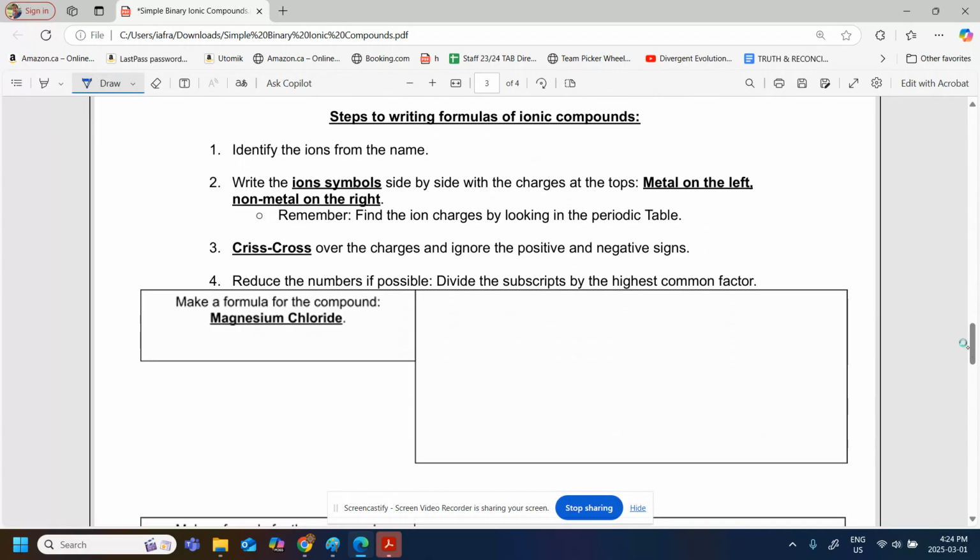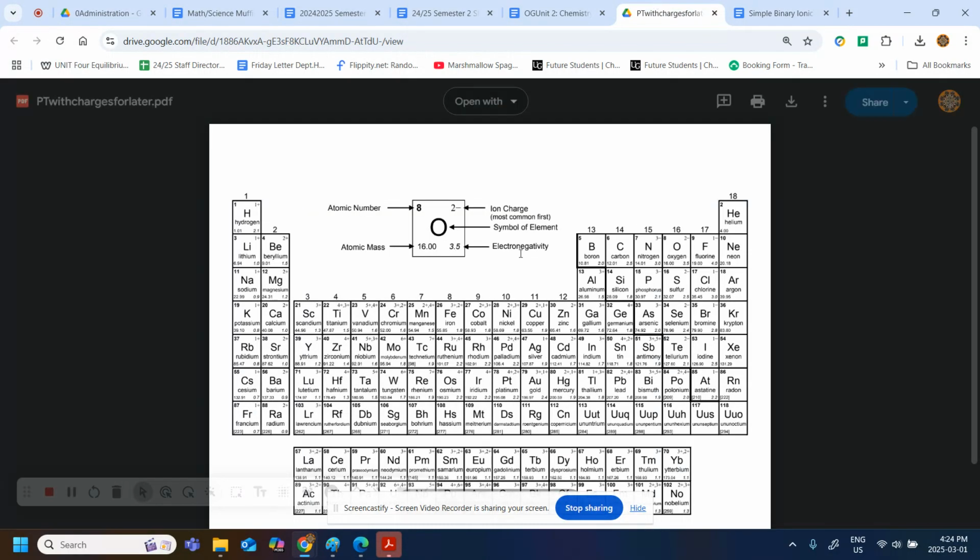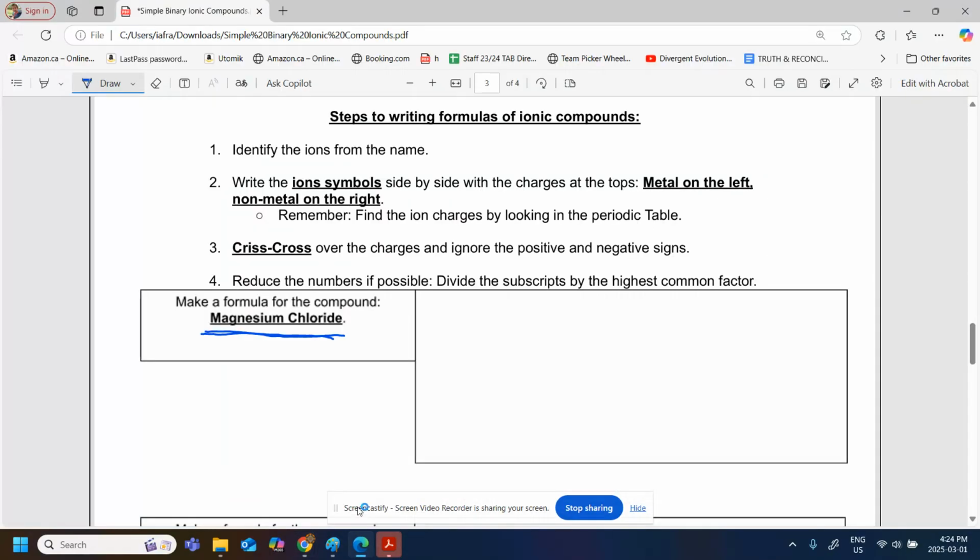So here we have magnesium chloride. This is the name, and we want to write a formula. So what we do is we write the symbols of the elements side by side with their charges at the top. And their charges can be found in the periodic table. If you look over here in our periodic table, magnesium has a charge of 2+, right here. And chloride has a charge of 1-, right there. So we can write those side by side with the metal on the left. So Mg would be 2+, and Cl would be 1-.